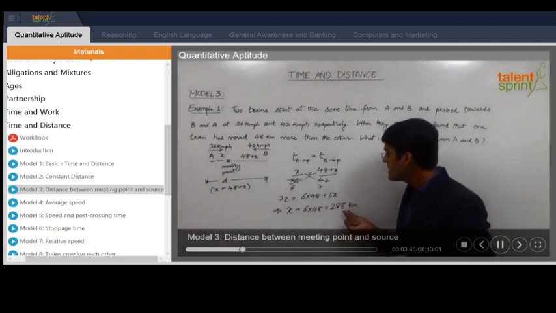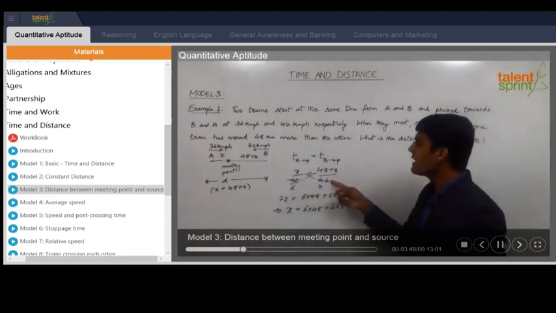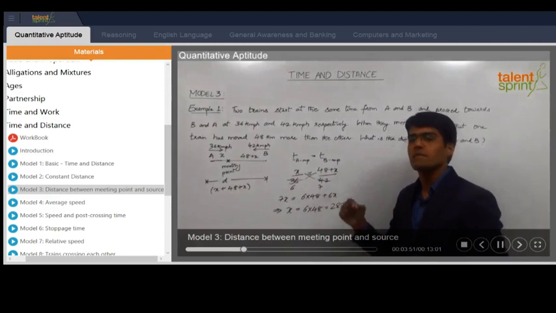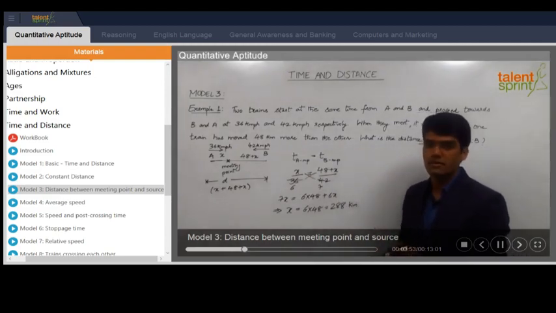Remember friends, we are taking kilometers because the speeds here are given in terms of kilometers per hour. So whatever distance we get, that should be taken in terms of kilometers.